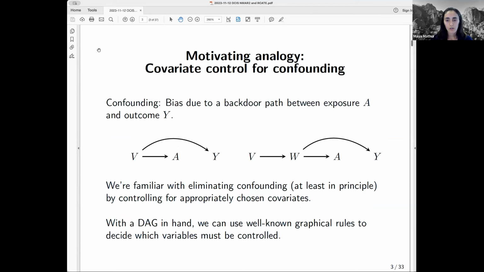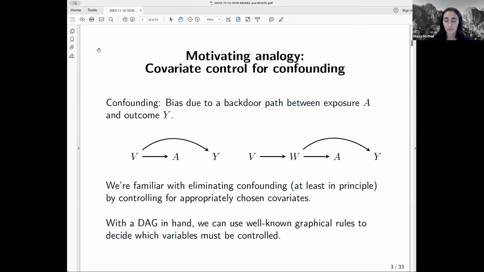So the goal today is to be motivated by familiar graphical results for confounding that let us decide which covariates to control in order to eliminate the bias. Just as a brief reminder, one graphical way of thinking about confounding, and it's certainly not the only definition, but one definition would be that it's bias arising from a backdoor path between the exposure A and the outcome Y that is unblocked, conditional on whatever variables we've adjusted in analysis. And so we're familiar with eliminating confounding, at least in principle, by controlling for appropriately chosen covariates. And if we've got a DAG in hand, we can use well-known graphical rules to decide a set of variables that would be sufficient to eliminate the confounding.